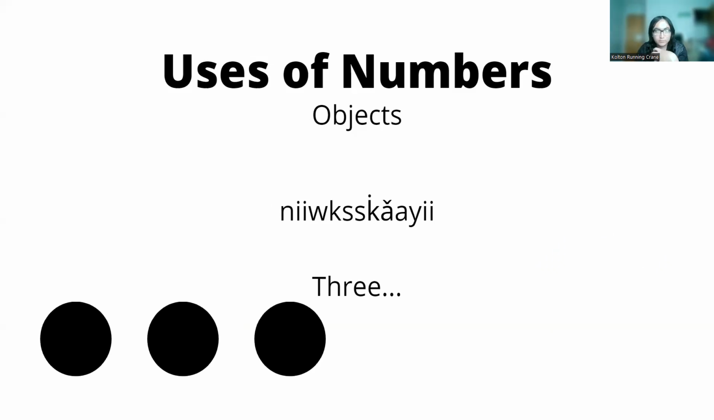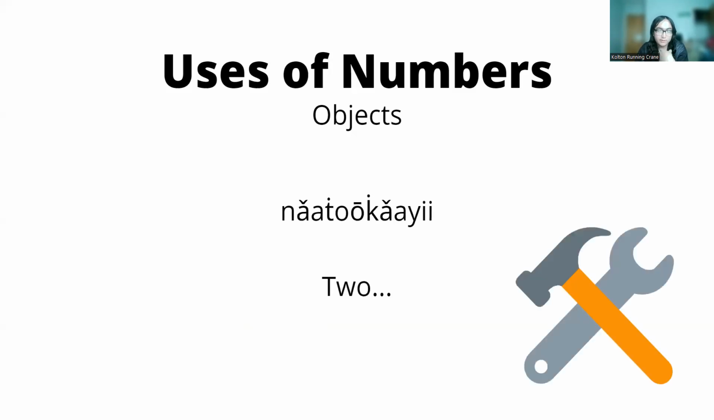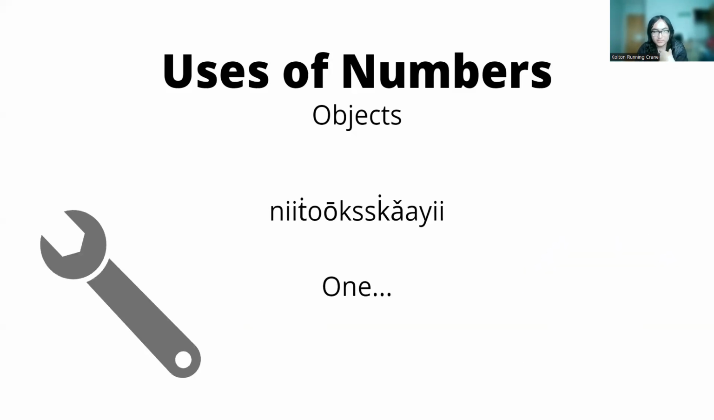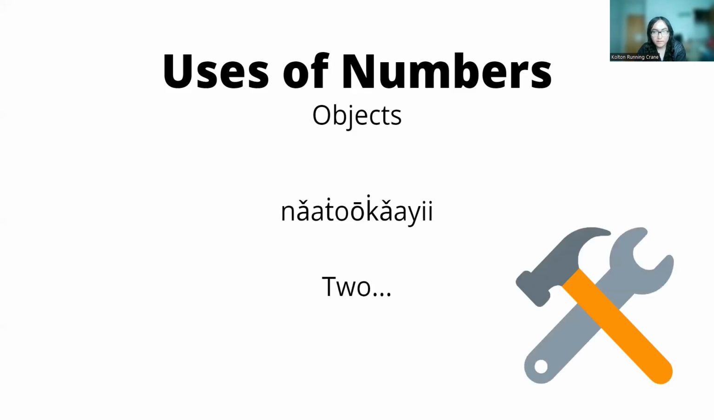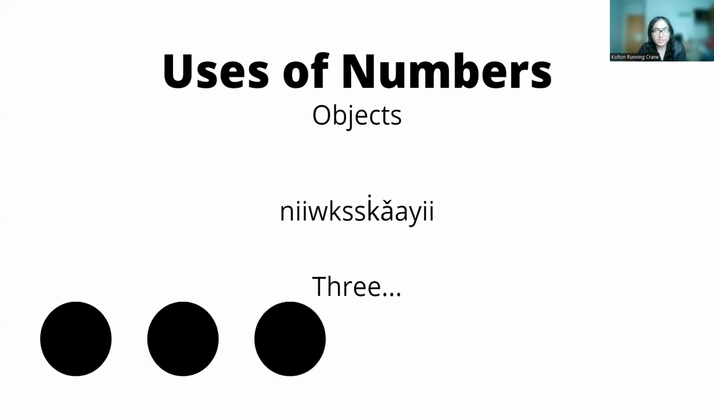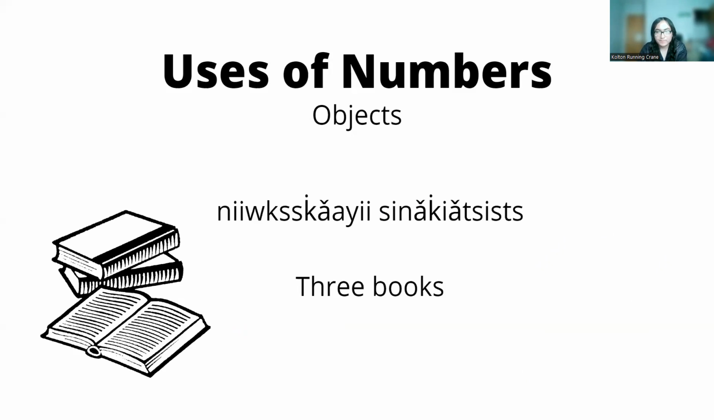So these are examples of when you're talking about there are 3 of something, there are 2 of something, there's 1 of something. For instance, you could say niukskai otakist. There are 3 circles. If we take the word sanakyatsis, which means book, you can change it to sanakyatsis, which means books. If you want to say there are 3 books, you could say niukskai sanakyatsis.